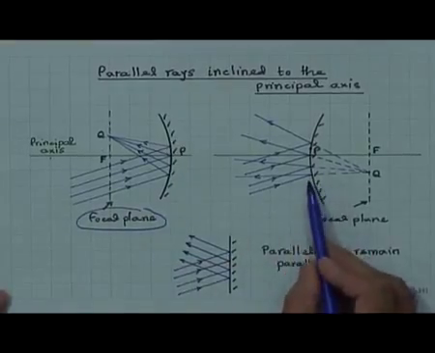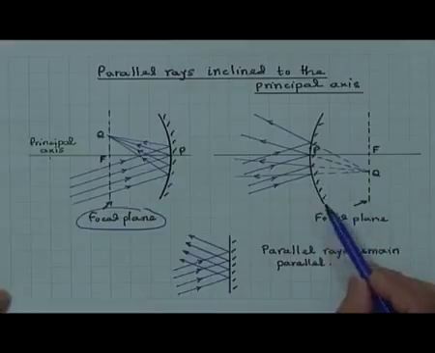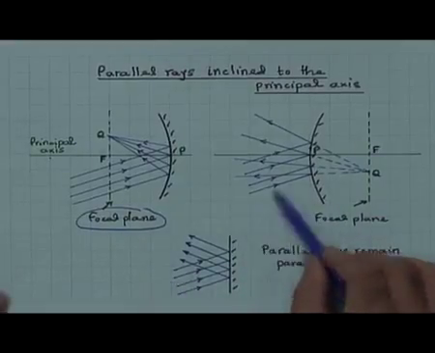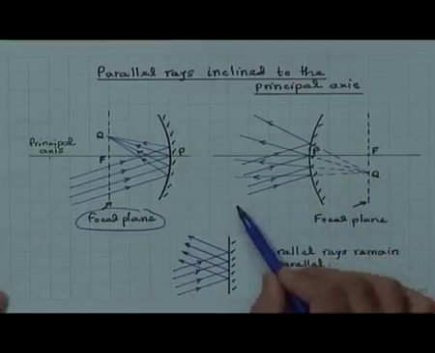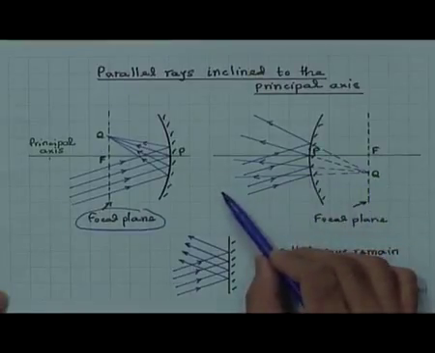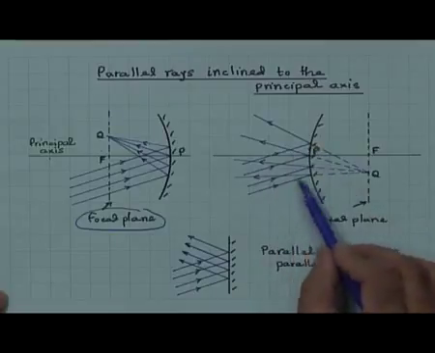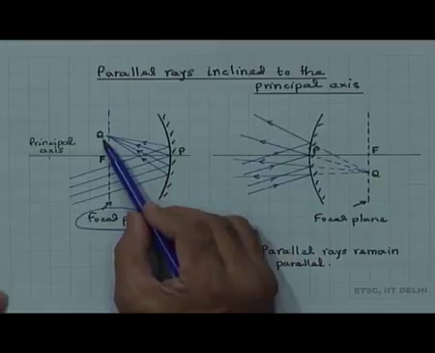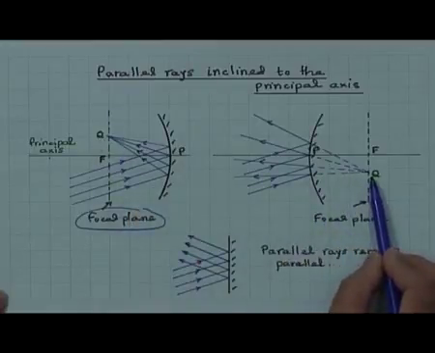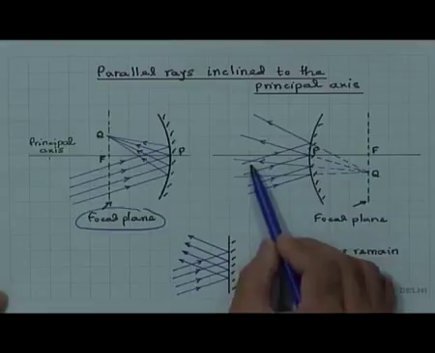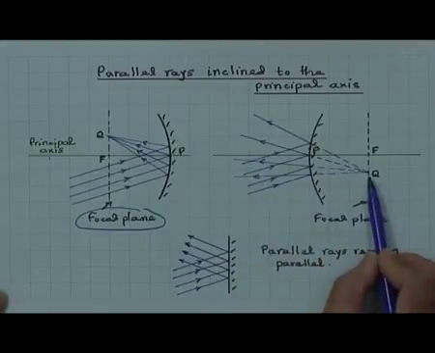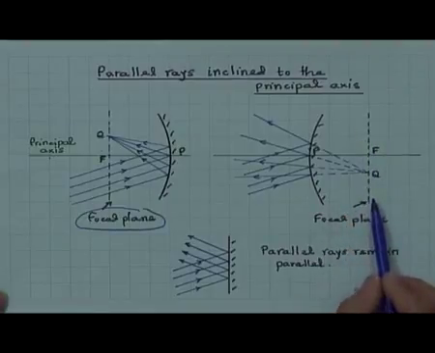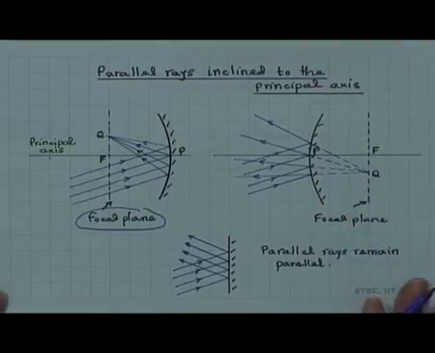I have also shown the corresponding diagram for a convex mirror here. We are not going to the proof of this, but we see that when the parallel rays are inclined at an angle, then the point where it is focused, or the point from where it appears to come after reflection, is shifted from the point F, but remains on a plane called the focal plane.